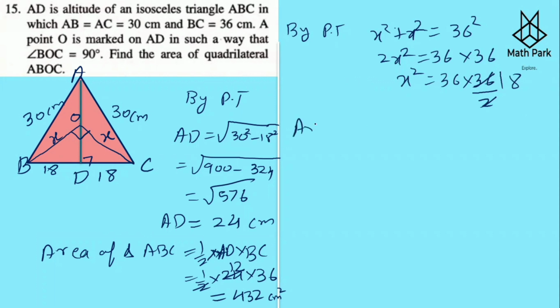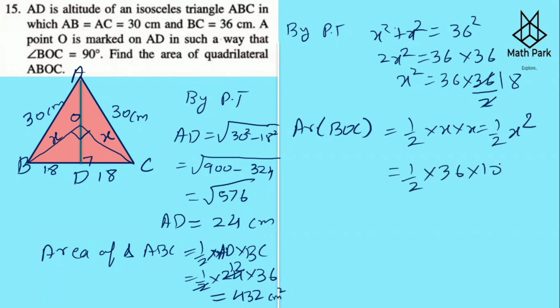Now let us find the area of triangle BOC. It is a right triangle, so the area is half into x into x, which is half of x square. Let us take the value of x square from there. Half of 36 into 18 gives 36 into 9, and we get 324 centimeter square.